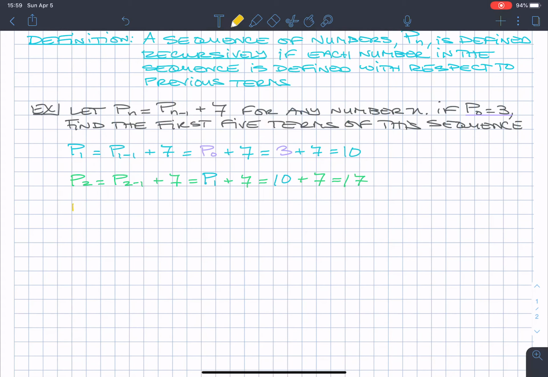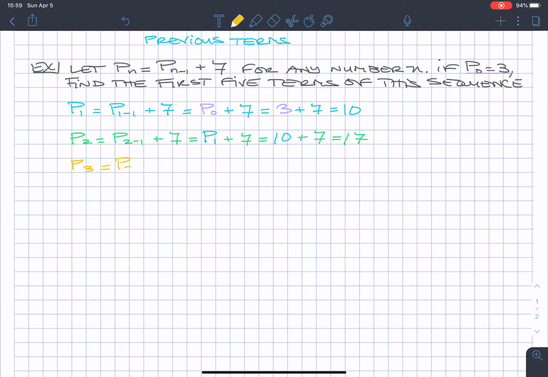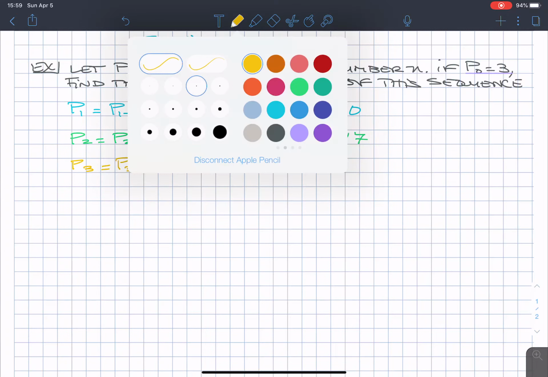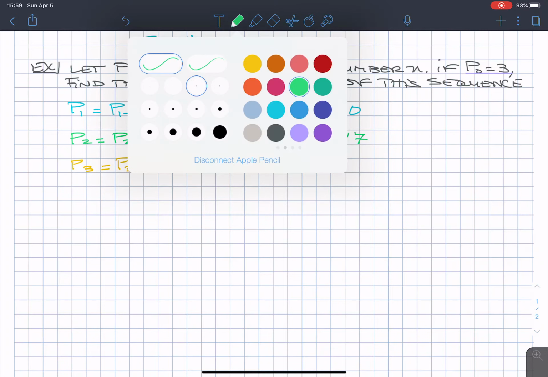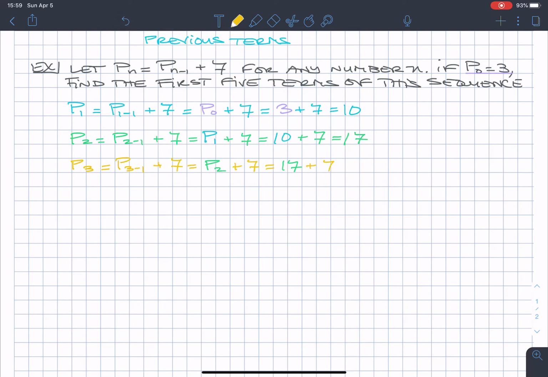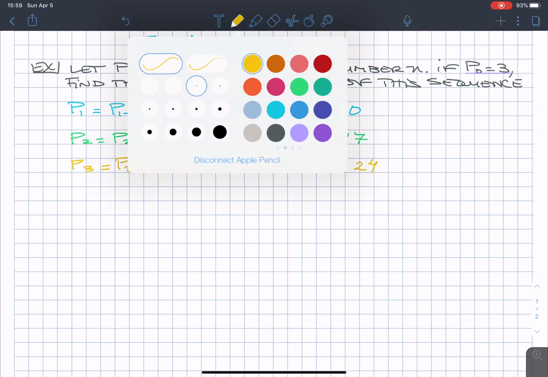Okay, so now let's try P3. So P3 will be P sub 3 minus 1 plus 7. So 3 minus 1 is 2, so I claim that that's P sub 2 plus 7. And we found that P sub 2 was 17. So 17 plus 7 is 24. So that's 1, 2, 3. We have the first 3 terms.